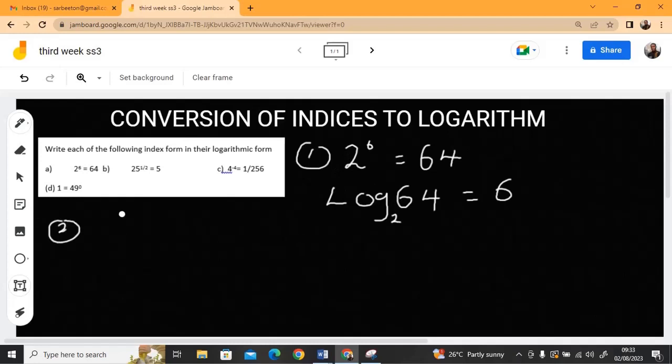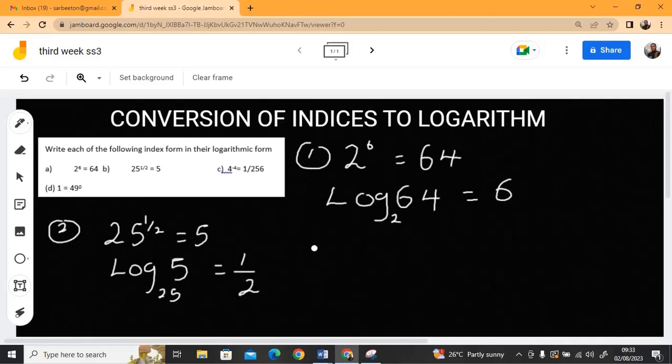Now look at the second one. You can do the second one by yourself. Which one are we going to attach log to? This is what we are given: 25 raised to the power 1 over 2 equals 5. So we are going to attach log to the one that does not have an index. So it's going to be log 5. And I told you this base here, you're going to bring it here. Then the index, this 1 over 2, is going to stand alone, 1 over 2.